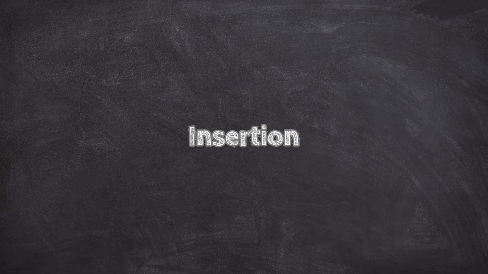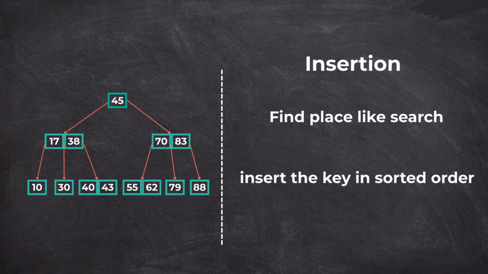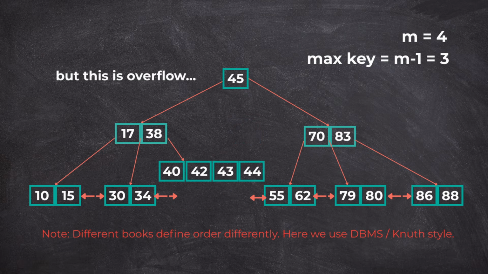Let's look at how new values are inserted into a B+ tree. Step 1, just like search, we start at the root, follow the keys down, and find the correct leaf node for the new value. Step 2, insert the key in sorted order inside that leaf. If the leaf still has room, we're done. But if the leaf overflows, meaning it now has more keys than allowed, we split it into 2 nodes.